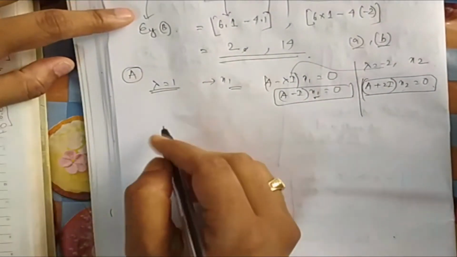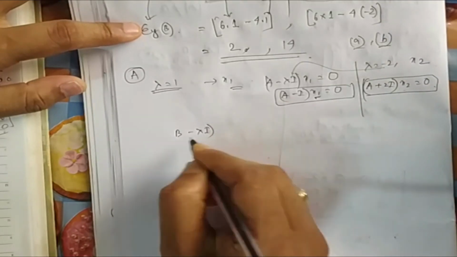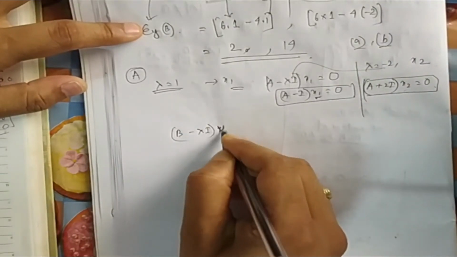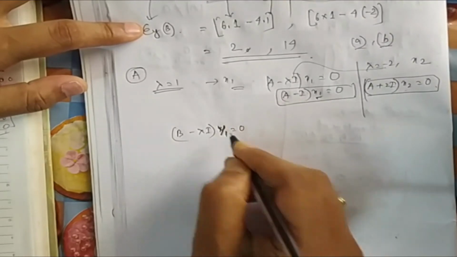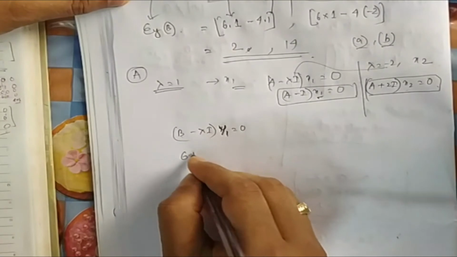Now if you want the eigenvector of B, what should it be? B minus lambda I into, suppose I am writing it y1. I don't know whether it will be x or not. Now what is the B expression? B is 6I minus 4A.